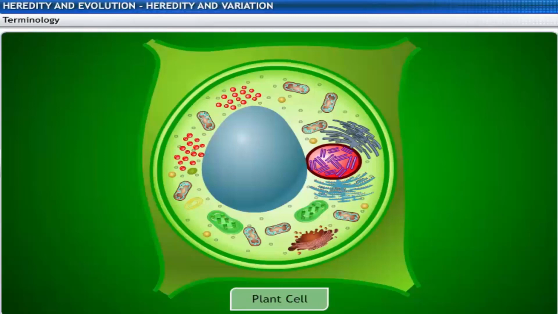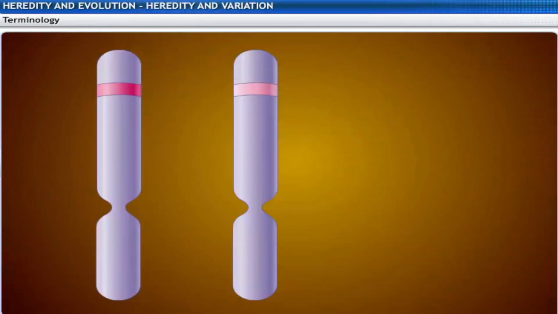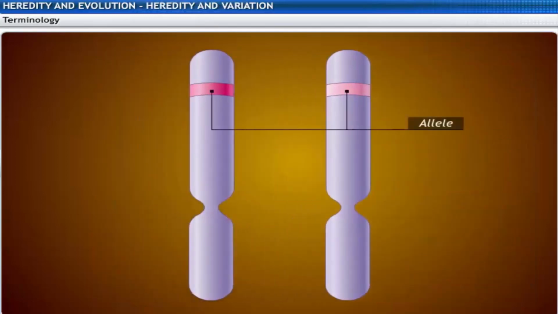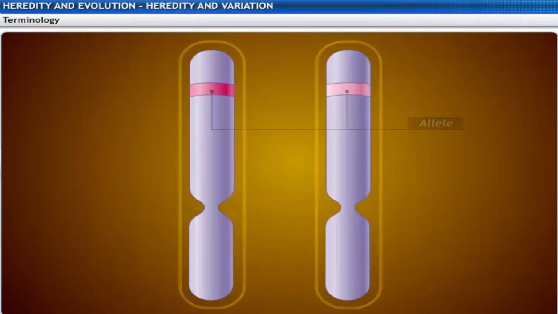Let's look at some of the most important terms in heredity and variation. The word gene comes first. It is the DNA segment of the chromosome. Genes control the expression of characters. Genes were called factors by Mendel. Each gene is present in two alternative forms called alleles. Each allele controls a single trait.